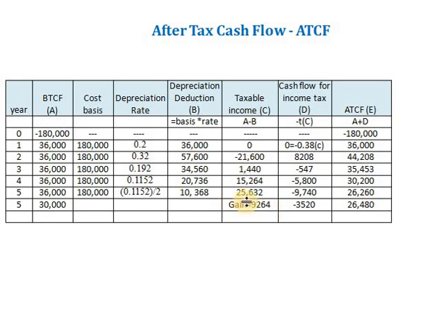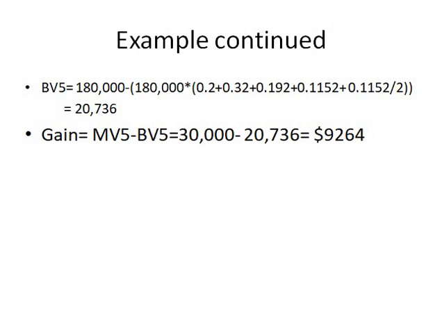So in order to calculate the gain here, I have to calculate the book value at year 5, then subtract it from the market value. And on this gain, I apply the tax, and I will create the new after-tax cash flow. Okay, let's see how do we calculate the book value and the gain.